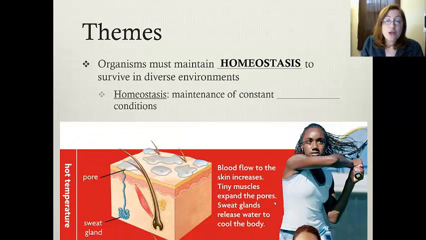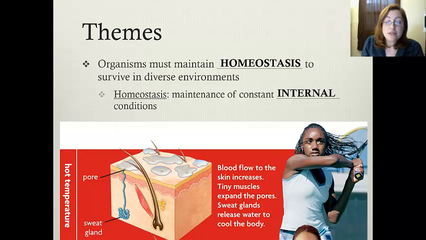Organisms must maintain homeostasis in order to survive in diverse environments. So what is homeostasis? Homeostasis is being able to control or maintain a constant internal environment. And probably the most important example I can think of is your body temperature. So as an animal, you're a mammal, you are going to be able to control your body temperature no matter what the outside temperature is like.